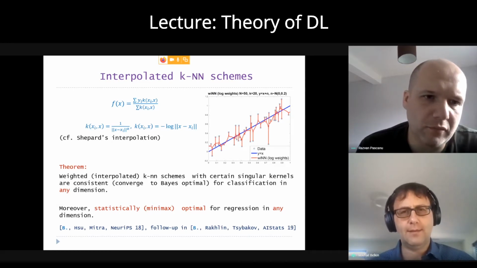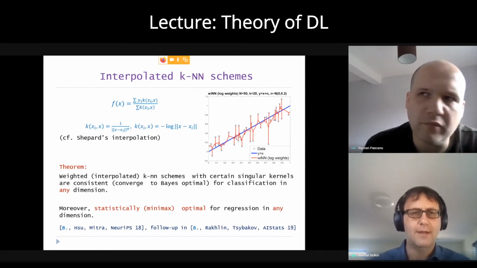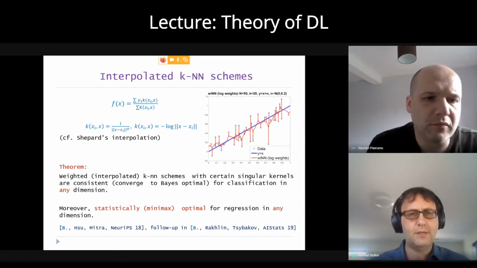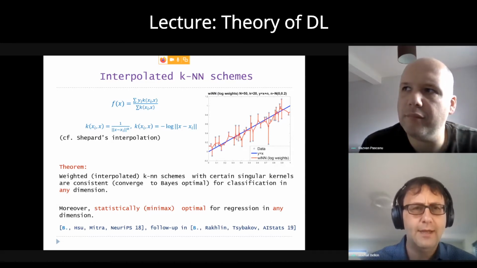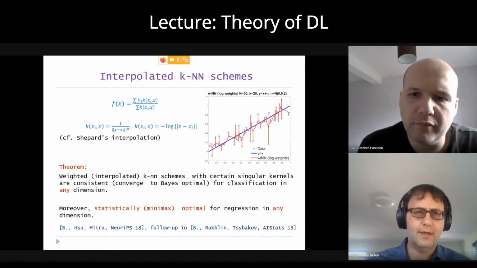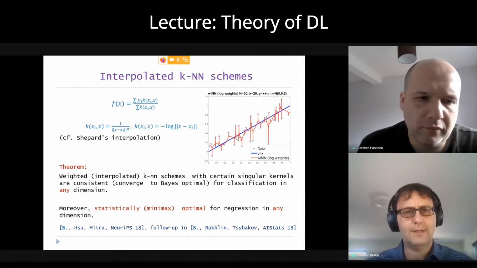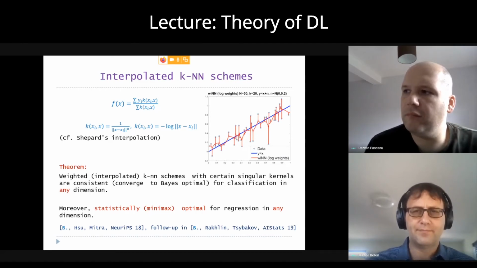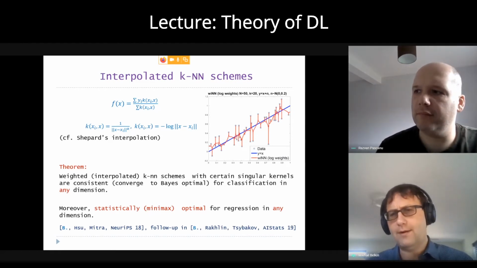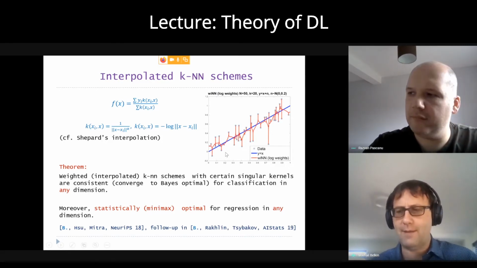And it turns out that these schemes, and I'm hiding a bunch of details under the carpet, can be shown under some conditions, under some choice of kernel, I should say, to be consistent. They converge to the Bayes optimal. And moreover, they are in fact even statistically minimax optimal. I don't want to describe the theory too much, but let's just look at the picture a little bit, and you'll see how weird what is happening is, right?